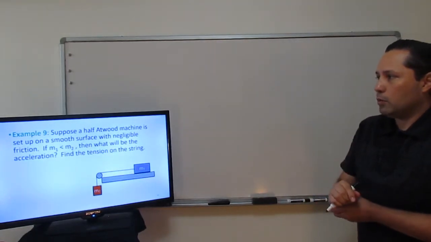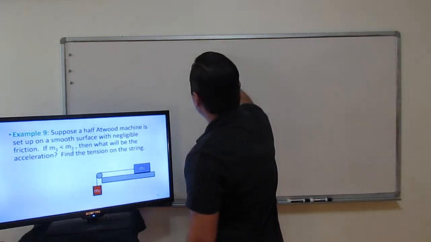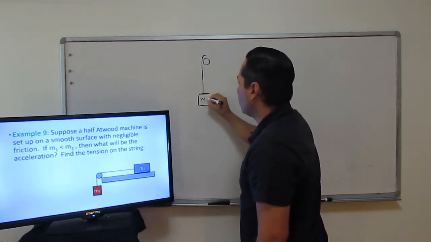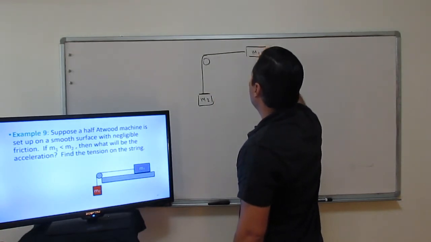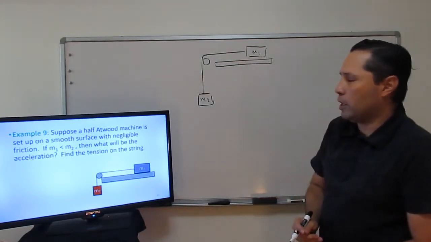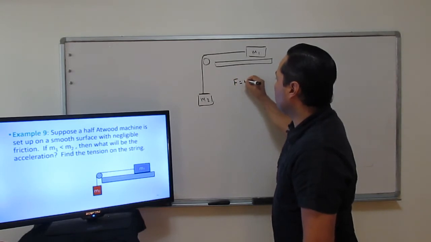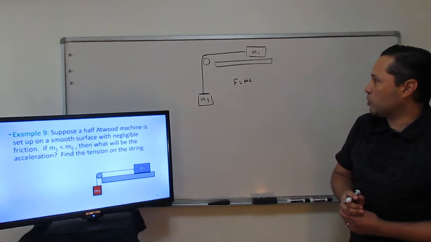Okay, so for this one, start with the drawing. Here's a pulley. That's mass 2. Here's mass 1. There's a table, it's frictionless, so we have no friction on it. Again, we're going to use Newton's second law, force equals mass times acceleration, but that has to be our net force.